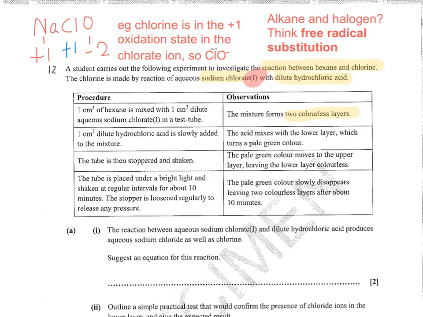So two colourless layers, knowing that we've got hexane and we've got aqueous sodium chlorate. So aqueous and hexane, one is going to be polar, one is going to be non-polar, so they're going to separate out and not mix. And we also know by looking at the procedure, hexane is mixed with 1 centimetre dilute aqueous sodium chlorate 1 in a test tube.